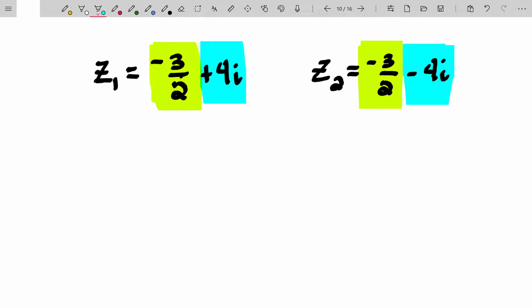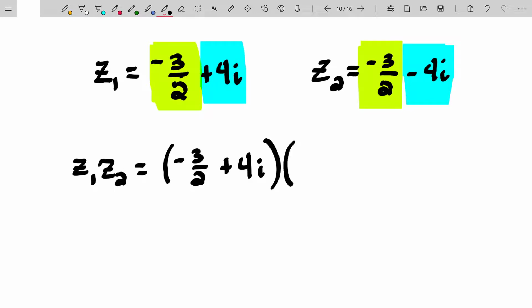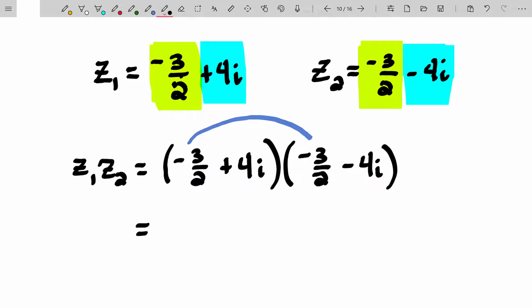But for now, let's multiply z1 against z2 here. So z1, again, I'm going to write as negative 3/2 plus 4i. z2 is negative 3/2 minus 4i. And now doing the distribution process, we are going to take negative 3/2 times the negative 3/2. That will become a positive 9/4. Then we're going to take that negative 3/2 and multiply it by a negative 4i. That'll be a positive 12/2 i, or in other words, a positive 6i.